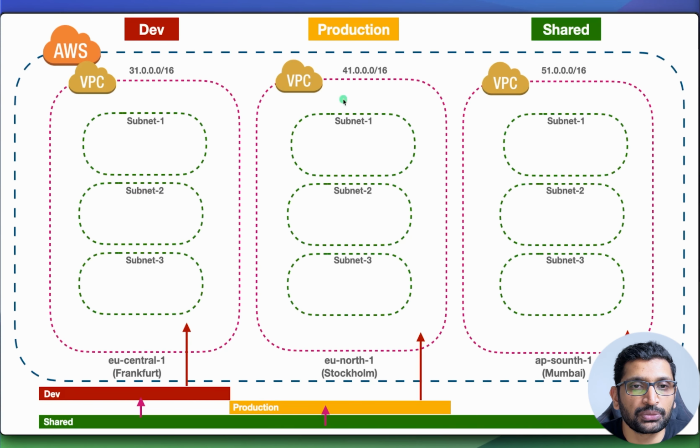So here you can see, Stockholm is going to be our production, and this is our Stockholm region. This Stockholm region should be able to communicate with our shared services, which is over here. All right. The shared services IP range is 51.0.0.0/16, and the production one is 41. So these are the important IP ranges which we need to keep in mind.